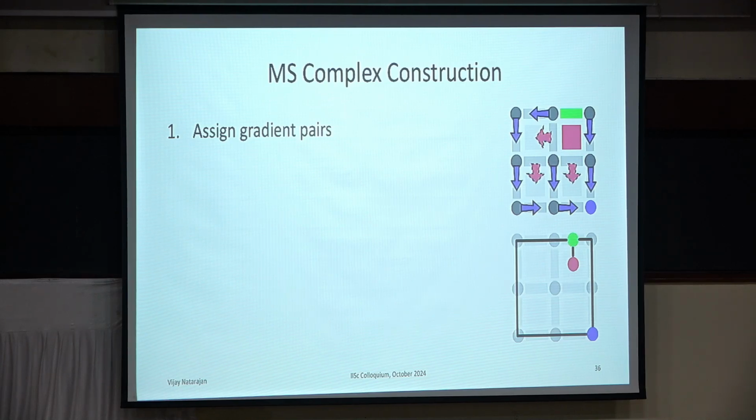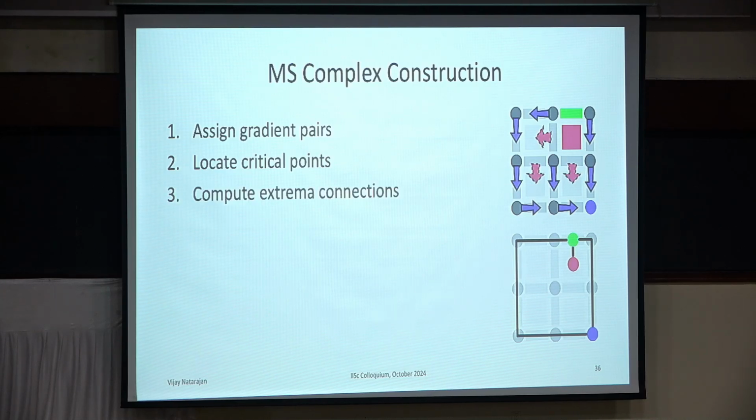And so the Morse-Smale complex construction works in 4 steps: identifying these gradient pairs, locating the critical points, all combinatorial, computing these connections via path tracing in a graph, and computing these connections again from maxima to saddles, minima to saddles. 3D brings with it some complications, so you have to talk about these saddle connections. That's a technicality, I won't talk about it here.